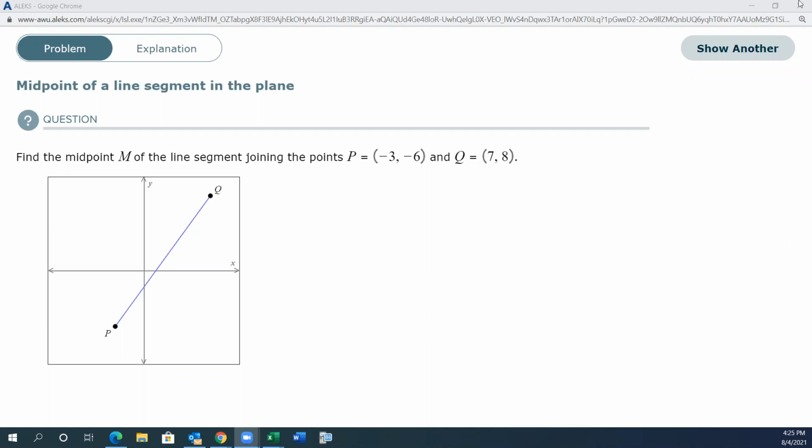Yes, it is. Okay, so we want to find the midpoint. I think we can all agree the midpoint is going to be somewhere around there, halfway between P and Q. But what are the actual coordinates, the exact coordinates? I'm glad you asked. Well, remember, we're looking for the middle between P and Q.